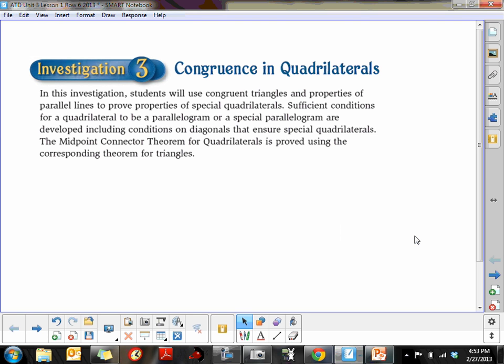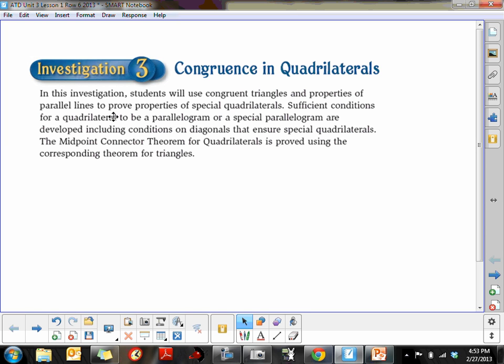In row 6 of your assignment sheet. We started investigation number 3 on Monday. What I had you do on Monday is work through the GeoGebra application to see if you could find special characteristics or properties about quadrilaterals. And that's what this is about. We're looking at congruence in quadrilaterals.